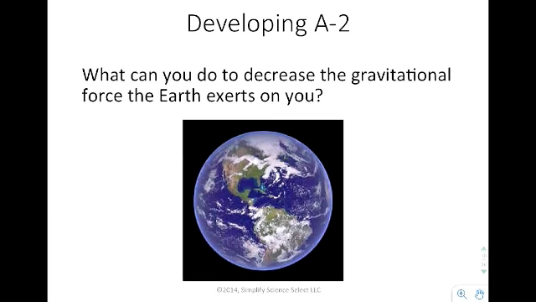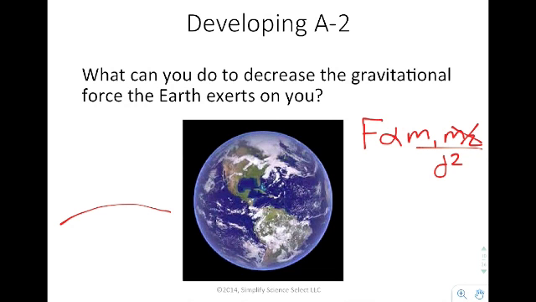What can you do to decrease the gravitational force the Earth exerts on you? Well, there's a couple of things that you can do. So if you were to look at Newton's proportionality, which was this, the first thing is you cannot change the mass of the Earth. I guess technically you could get a bucket and start throwing water into space, but that's not realistic. So then you're left with the option of, okay, I can lose mass. If you decrease the mass, you decrease the force. And that makes a lot of sense, but sometimes you want to do it another way.